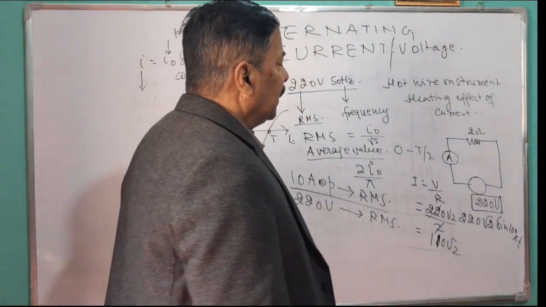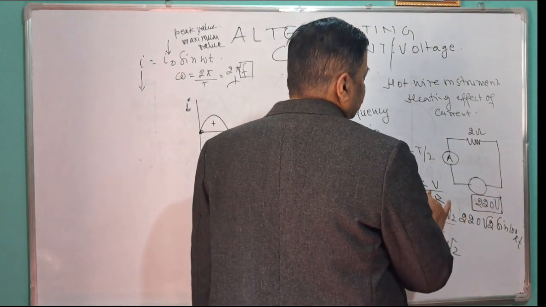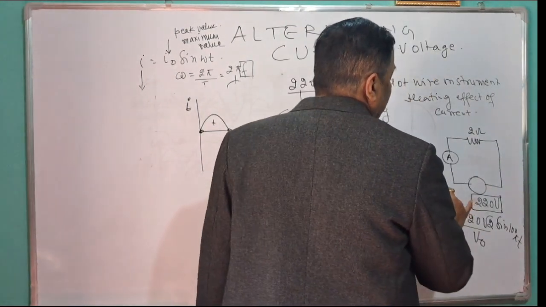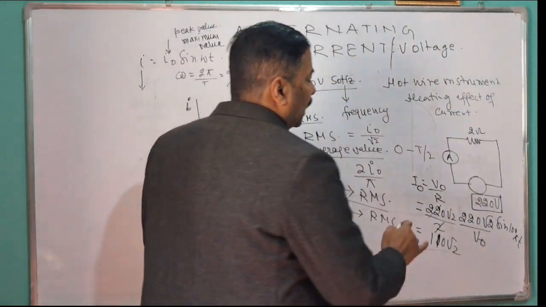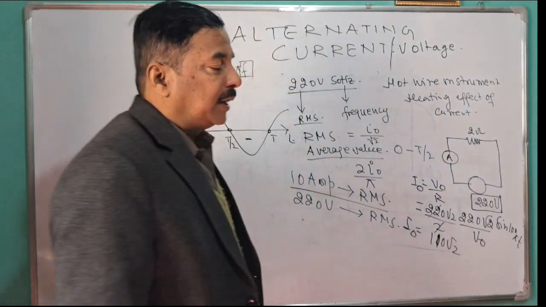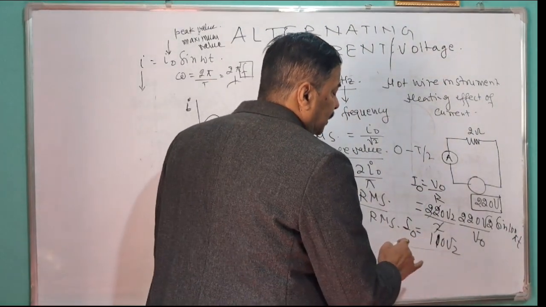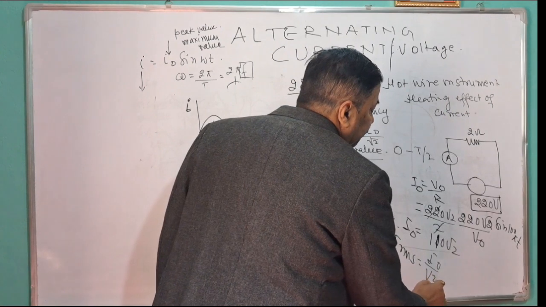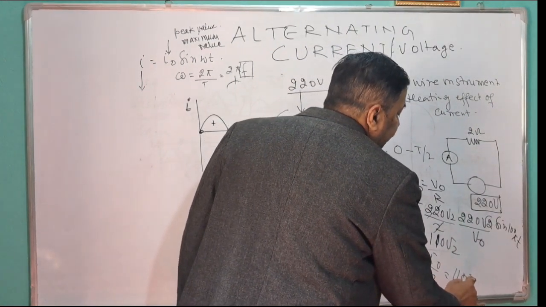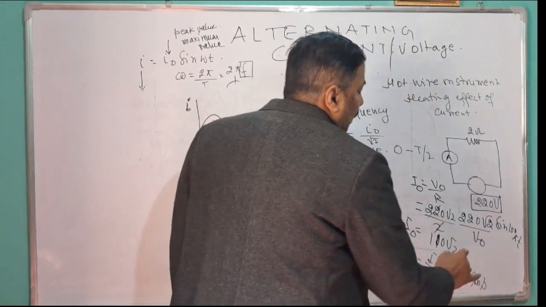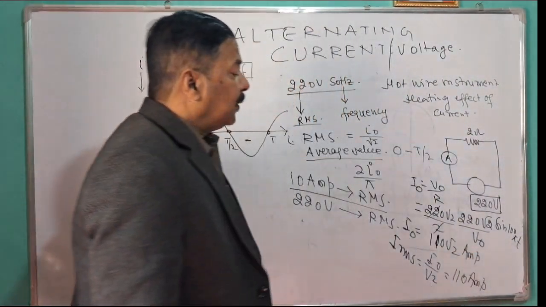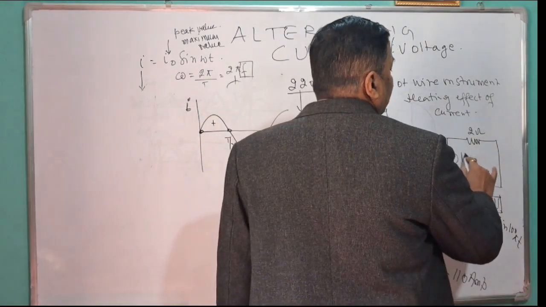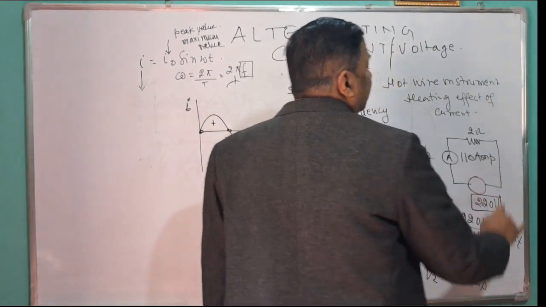So you will be getting I peak value, because this is your peak value, this is V naught. So I naught you will be getting 110 root 2. And if I divide it for RMS, then this is your I naught by root 2, that is 110 ampere. This is the ampere, the peak value. So 110 ampere, what does it mean? This hot wire instrument will give you 110 ampere current.